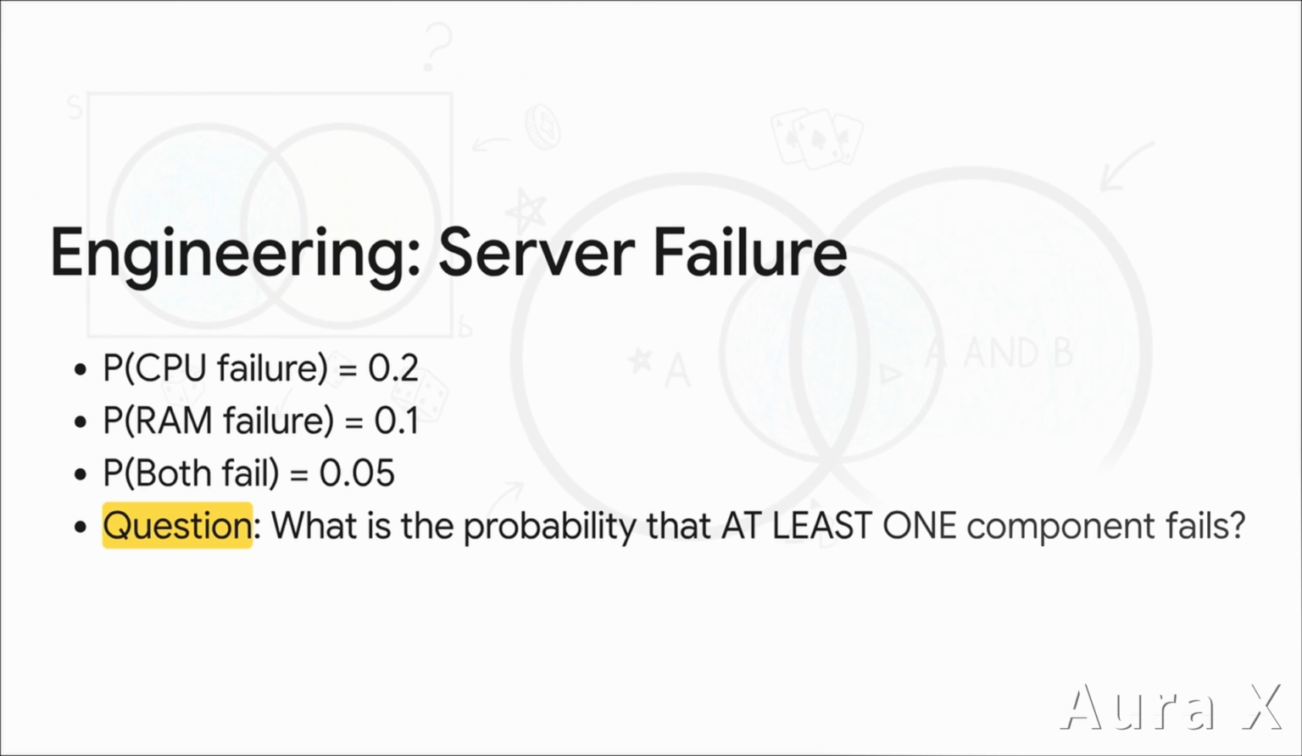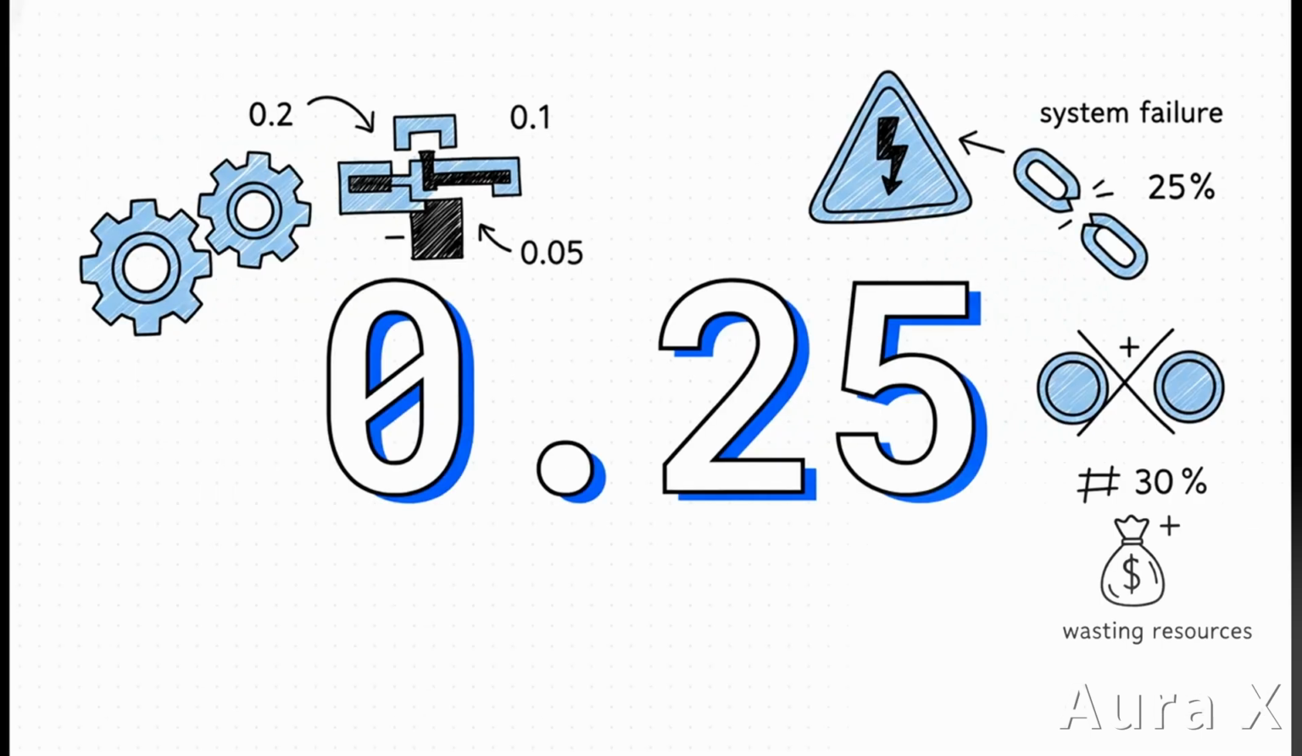And that phrase, at least one, that's our big clue that we're talking about a union. So using our rule, we add the individual probabilities and we subtract that overlap. 0.2 plus 0.1 is 0.3 minus 0.05. That gives us a 25% chance of system failure. Now, think about this. If an engineer just blindly added the probabilities, they'd get 30%, a dangerous overestimate of the risk. That could lead to wasting time and money on a problem that's less likely than they think.